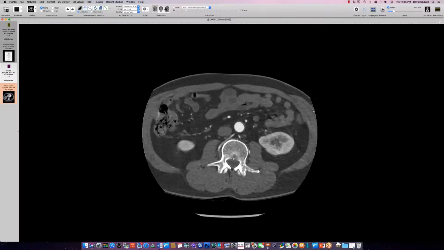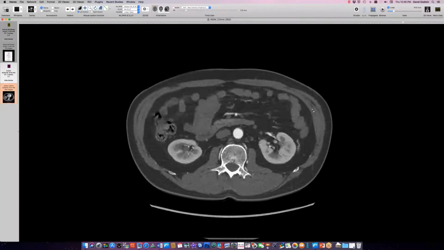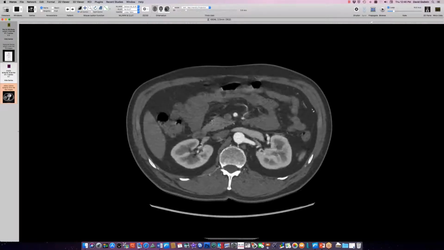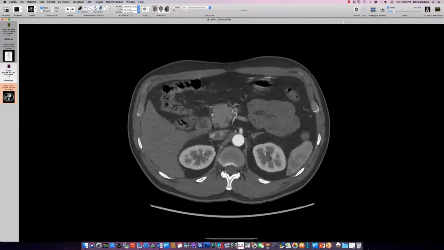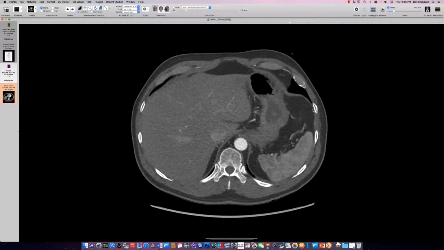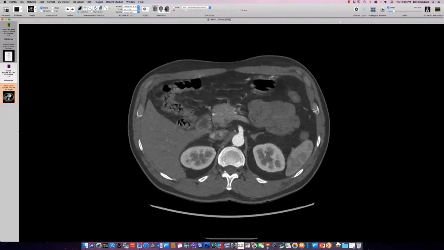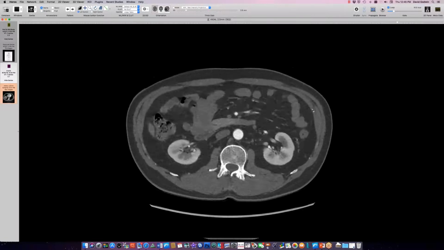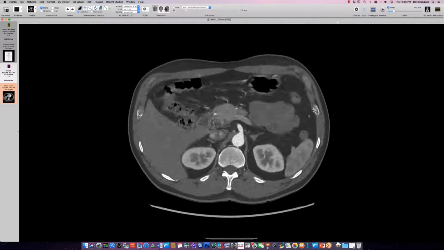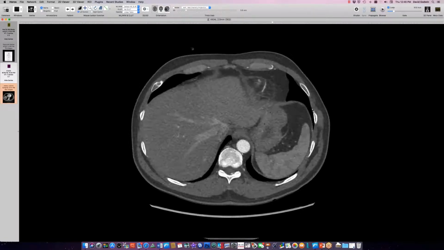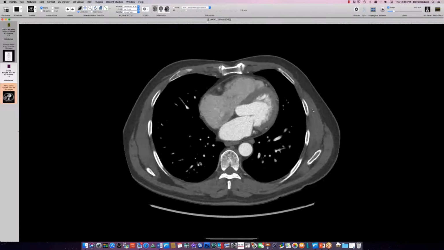I didn't see any. No, I was hoping for Erdheim-Chester with this or something like that too, but I never saw anything in those funny locations. He doesn't have retroperitoneal fibrosis here. He didn't have pancreatitis, and wow. I think his liver was okay.